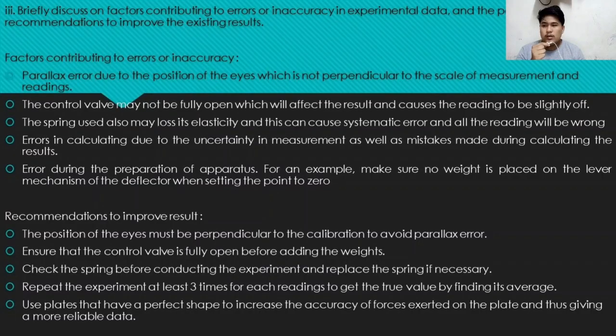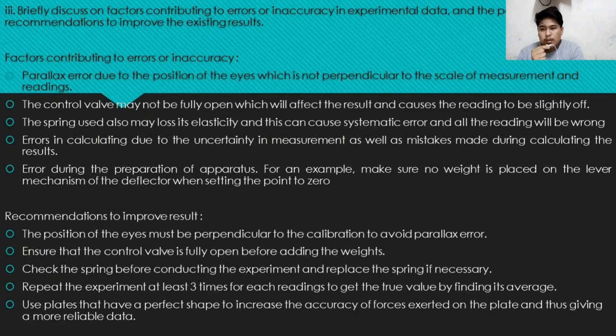For the discussion, briefly discuss factors contributing to error or inaccuracy in experimental data and possible recommendations to improve the existing result. The first factor contributing to error is parallax error, due to the position of the eye which is not perpendicular to the scale of measurement and reading. The second one is the control valve may not be fully open, which will affect the result and cause the reading to be slightly off.